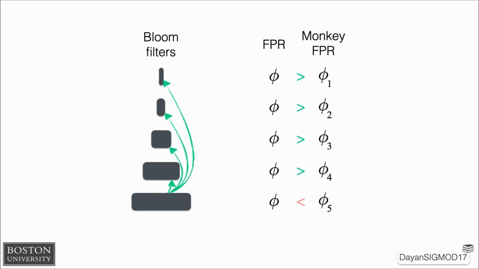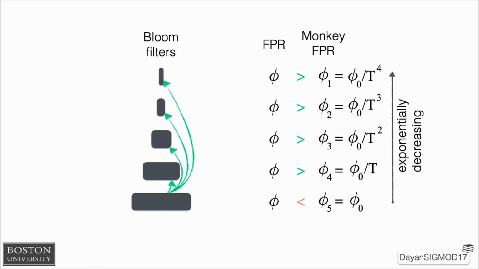This approach was proposed in SIGMOD 2017, and essentially it changed the fundamental assumption that the Bloom filters have the same tuning across all levels. It allowed different levels to have different bits per element for the Bloom filters, and through an optimization, we show that we have an exponentially decreasing false positive rate as we go towards the smaller levels.